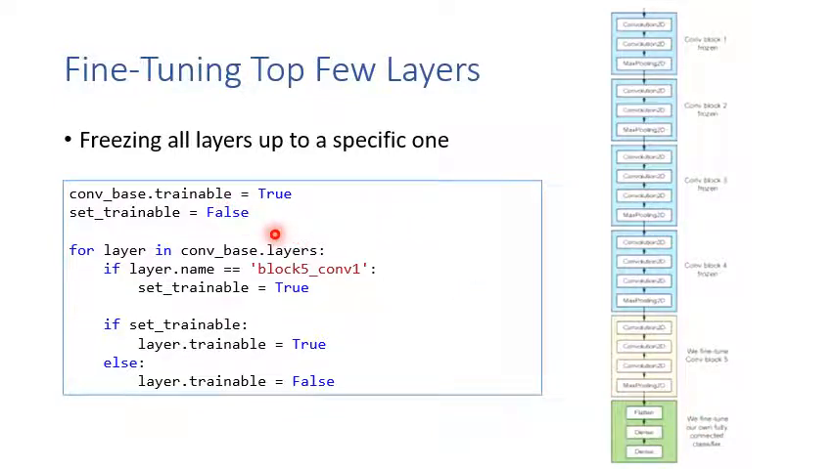So here's the code. We go through all the layers in the conv base. If the layer name is block5_conv1, then we set the trainable parameter to true. Otherwise, we set layer.trainable to false. So we can freeze parameters layer by layer and fine-tune parameters for specific layers.